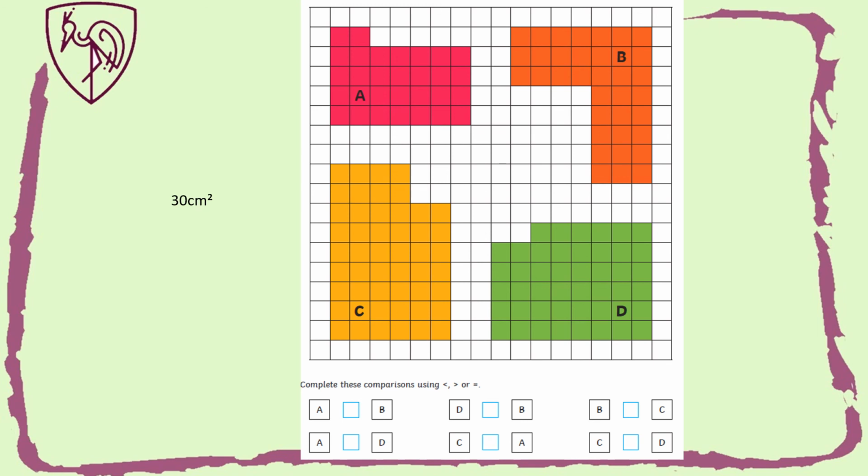In the questions that you've been given, these ones are on screen, you can also get them on the website if you'd prefer, each of these squares is a centimetre square.